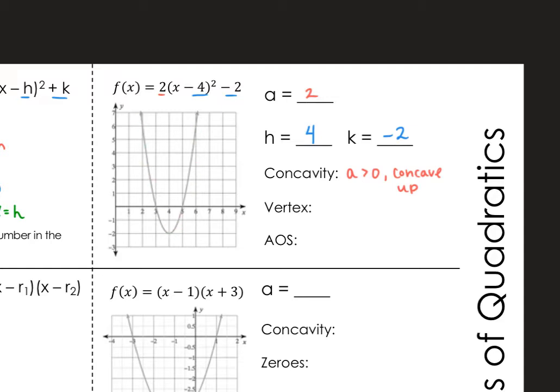It's concave up. And now the vertex is just going to be (h, k), so it's going to be (4, negative 2). Which we can see here from our graph, (4, negative 2). And then lastly, the axis of symmetry is just x equals whatever h is, so x equals positive 4.